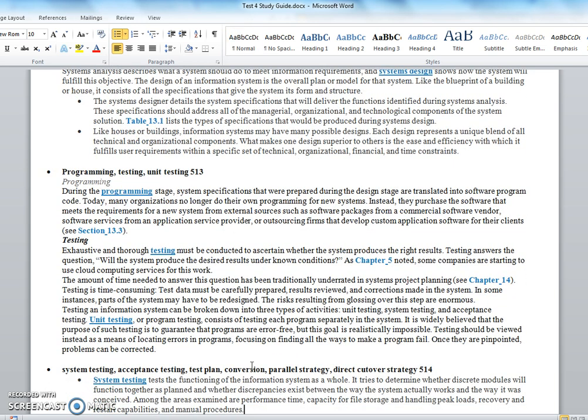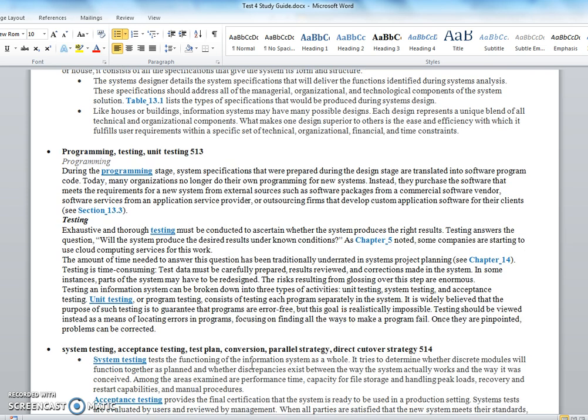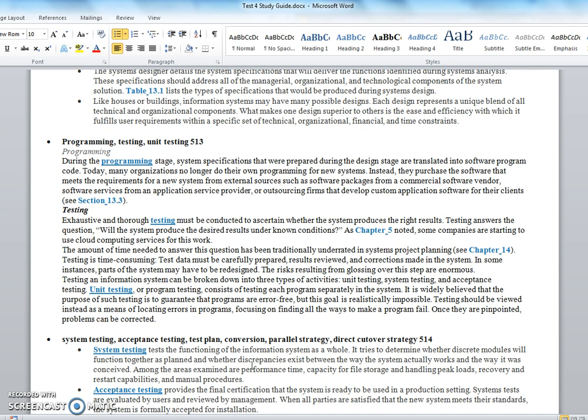Programming, testing, unit testing. This is on the exam. So I will stop here and save this video. This is page 4, and I will begin the next video shortly. We're going to be talking about programming, testing, unit testing, page 513, and this is on the exam.